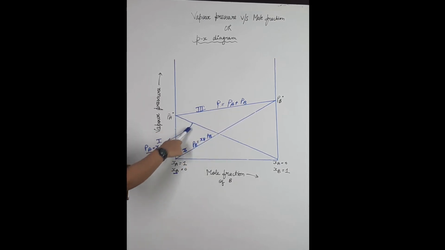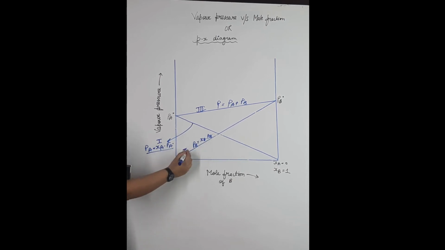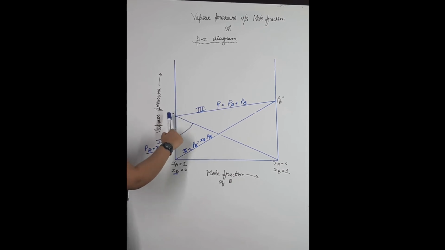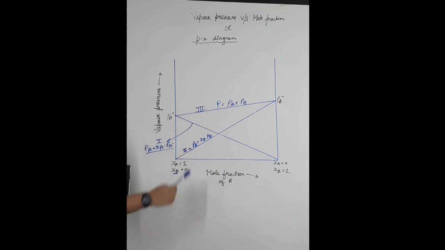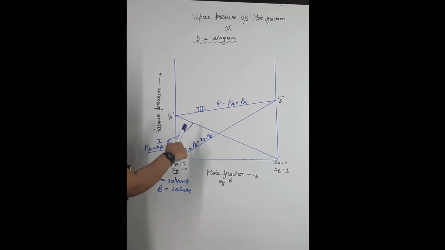So we have constructed our first line as PA is equal to XA dot PA naught, and the second line as PB is equal to XB dot PB naught. If we join PA naught with PB naught, we get P as PA plus PB. This is our third line. So students, A is the solvent we have taken and B is the solute. I hope this is clear to all of you, and this is the ideal solution graph.